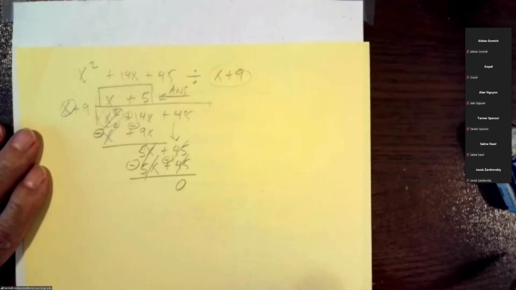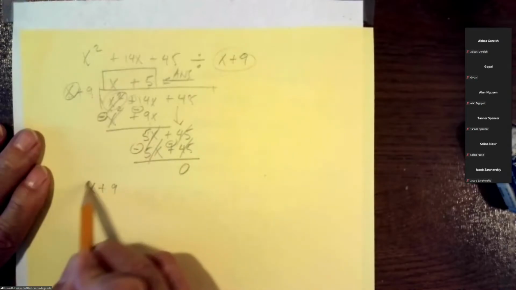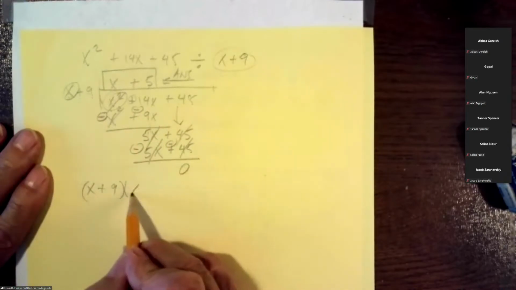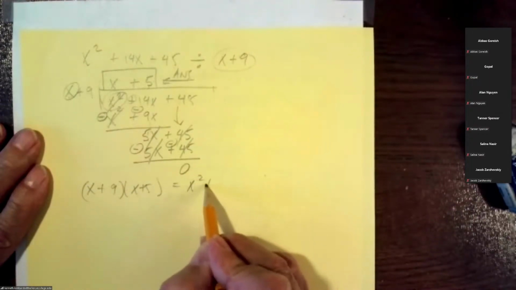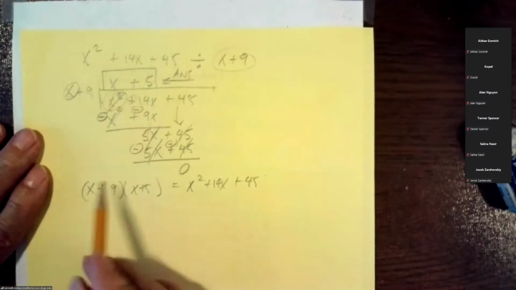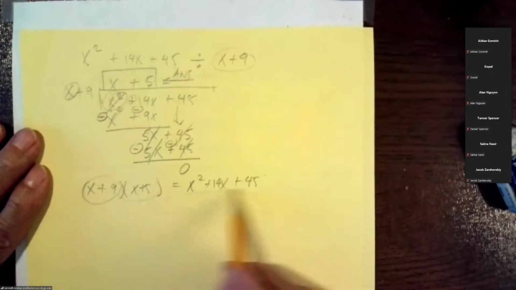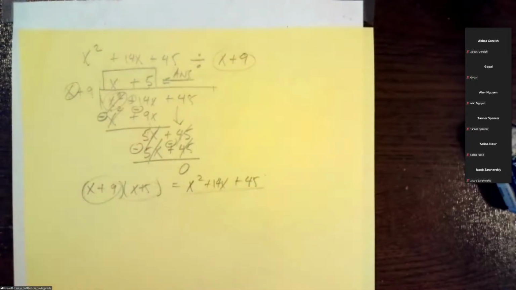Questions at this point on what we did there? So that says that x plus 9 times x plus 5 equals x squared plus 14x plus 45. These are the factors, aren't they, of that trinomial? Okay. All right.